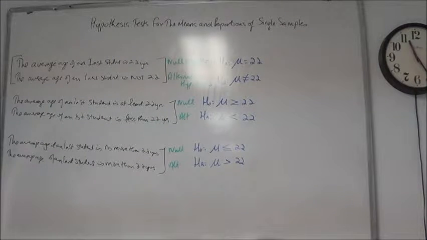So, for our hypothesis test about means, those are the only three possible setups for the null and alternative hypotheses. There are no other possibilities. Okay? The only thing that could change is the number. But the setup of it has always got to be like that. One of those three things is going to be your choice.